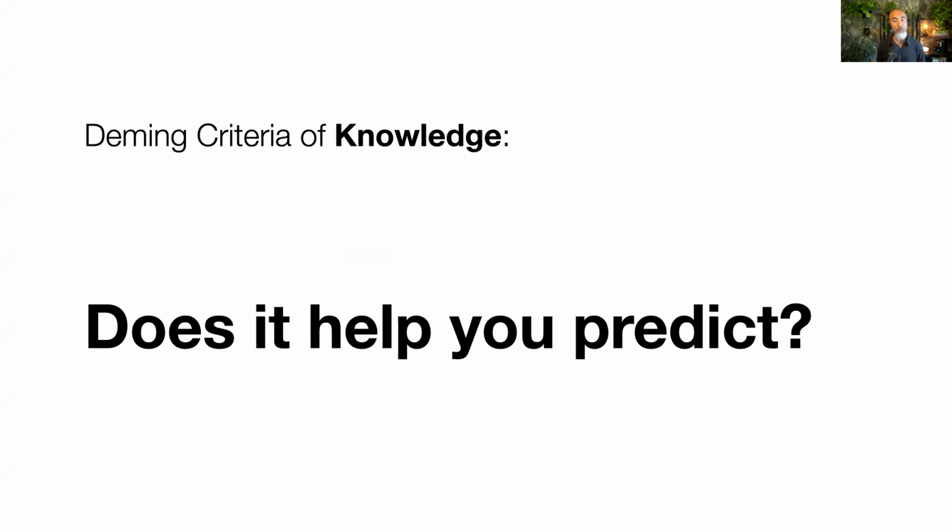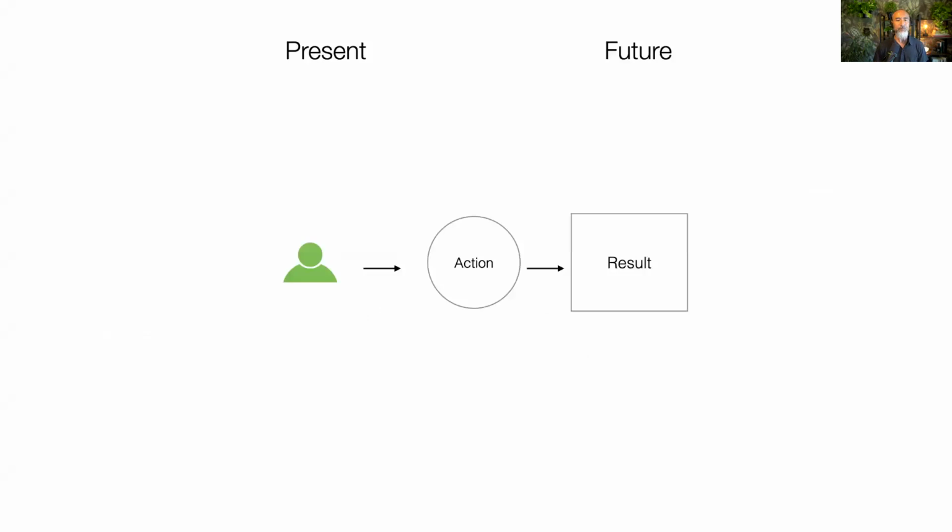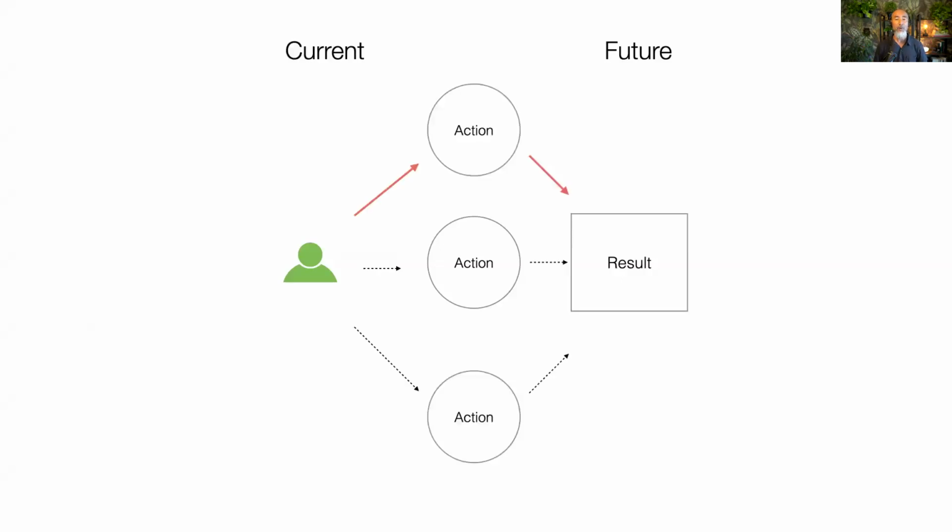But if it helps you to predict something, then that's knowledge. So, having said that, knowledge is something about the causal relationship. If you do X, you're going to get Y. So you live in the present, and you take certain action, then you get certain result. But there are a couple of actions you can take.